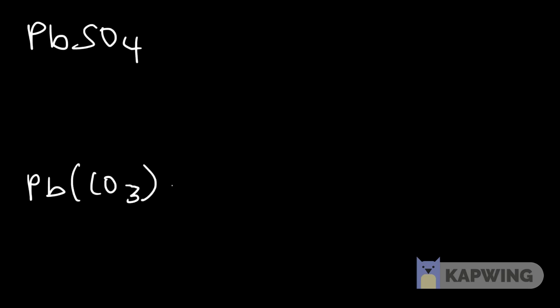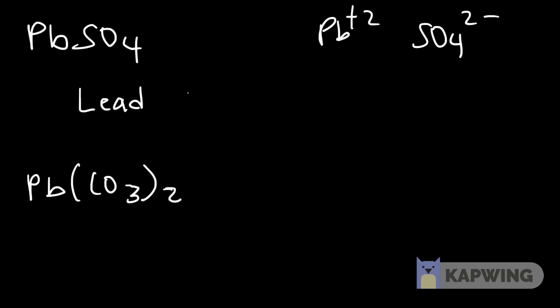Now let's try this one. PbSO4 and PbCO3 twice. SO4 is sulfate and it has a -2 charge, which means Pb has to have a +2 charge. So this is going to be called lead(II) sulfate.